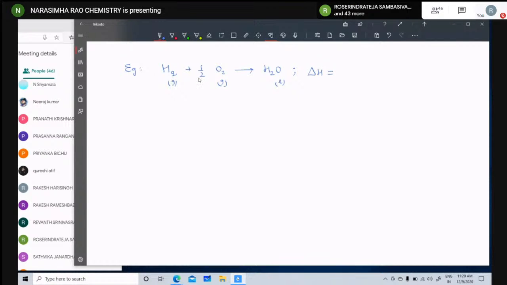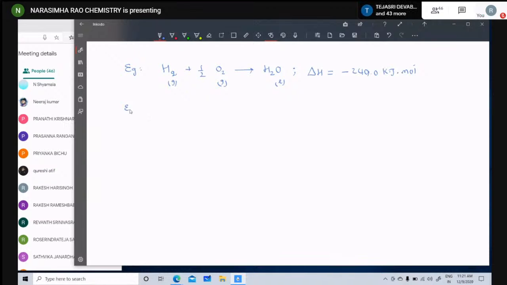For this reaction, how much amount of energy? For example, 249.0 kilojoule per mole. When one mole of gaseous hydrogen and half a mole of gaseous oxygen form one mole of water in the liquid state, this much amount of energy is released. The energy released is expressed on the negative side. This is one example.